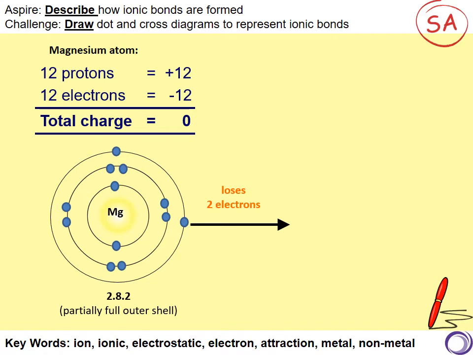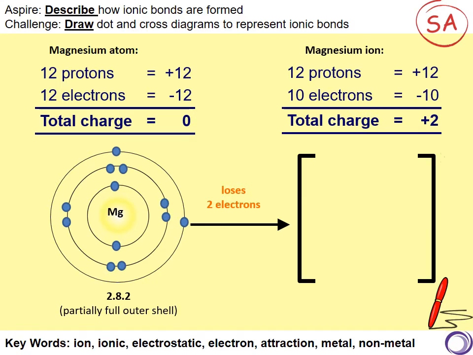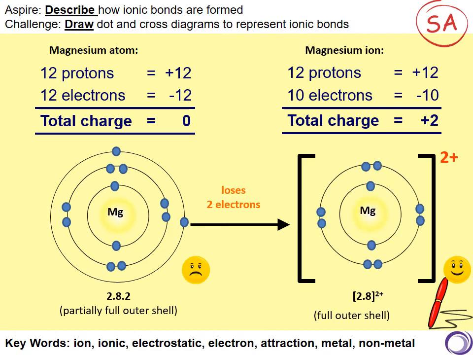Magnesium will lose these 2 electrons to form a stable ion. Now it still has 12 protons, but it now has 10 electrons, and that charge adds up to plus 2. So a magnesium ion will have a plus 2 charge. If you need to pause the video and correct your answer, do so now.